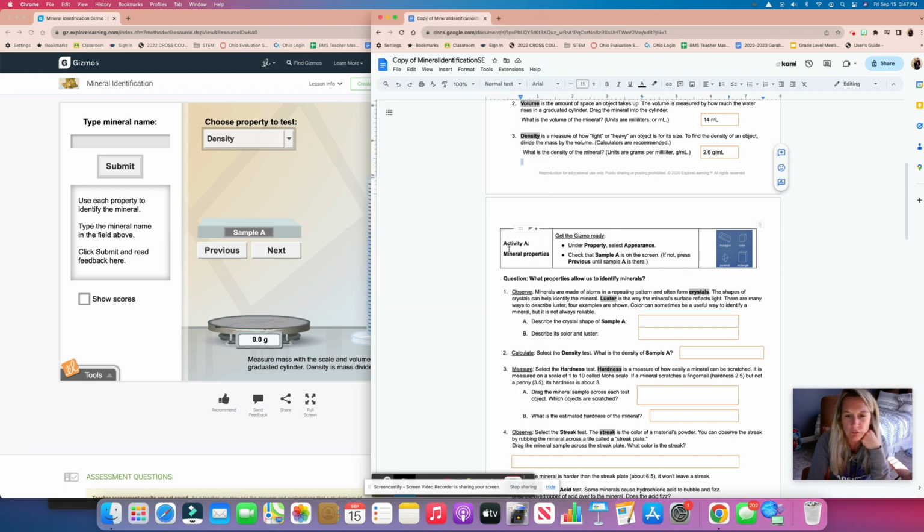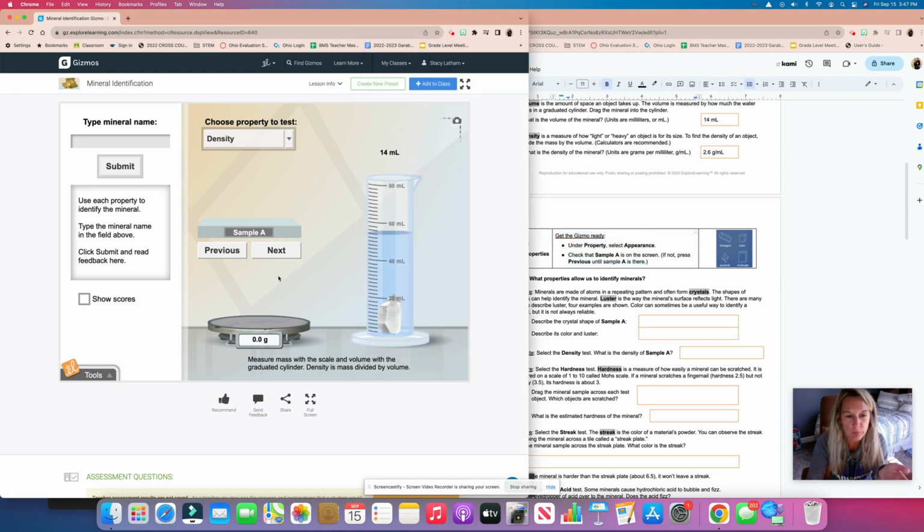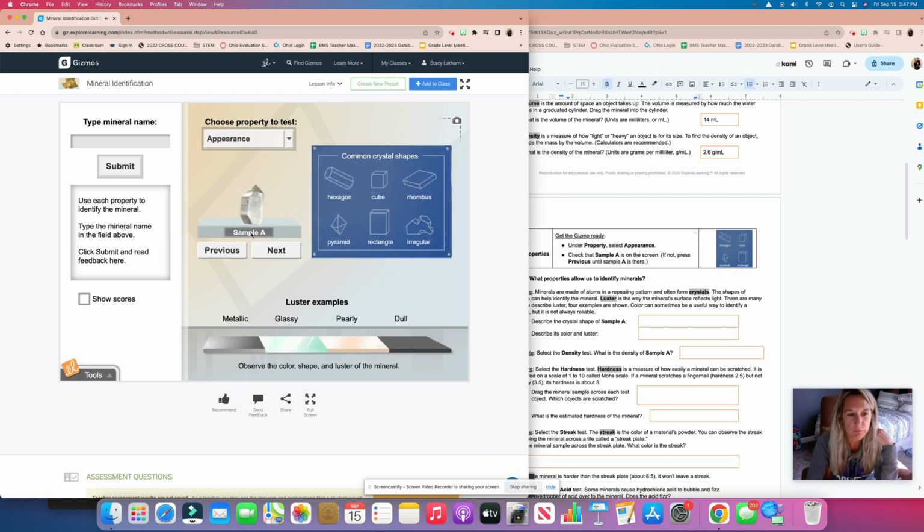Oh, so I forgot to read this up here. It tells us what to do to get the gizmo ready. So under properties, select appearance. Sample A needs to be shown. So here we go. We have sample A shown. Let's look at its appearance.